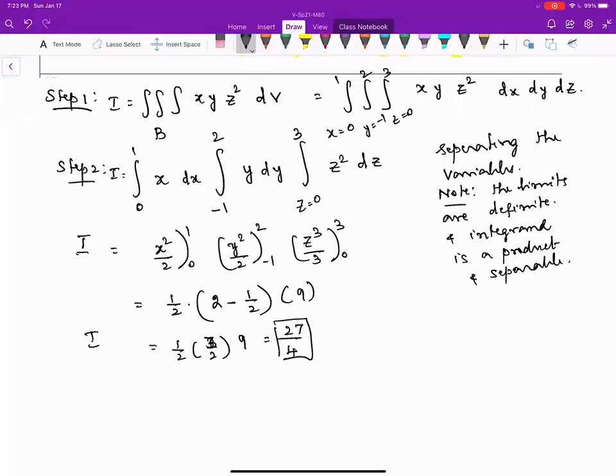We will continue with this material in part B of the concept video for section 15.6 triple integral. Make sure to watch part B.